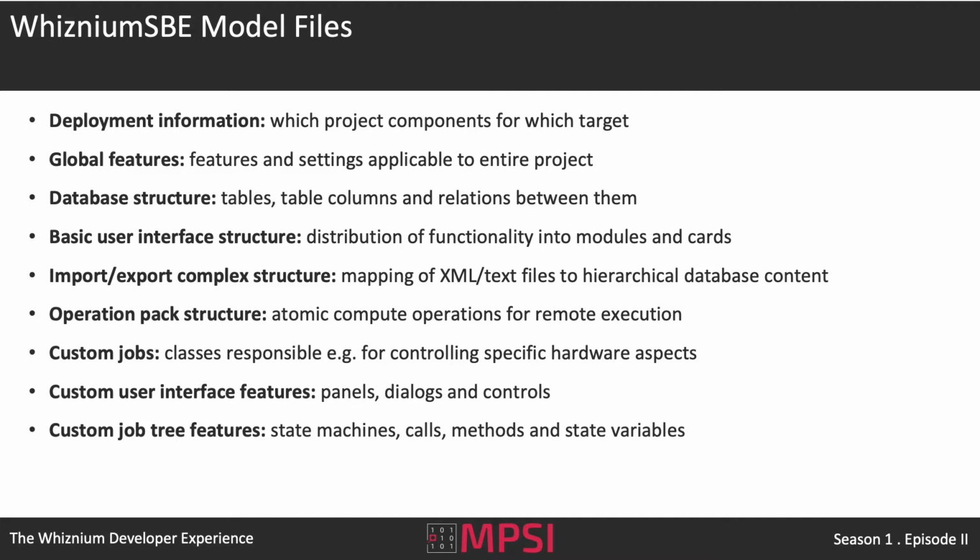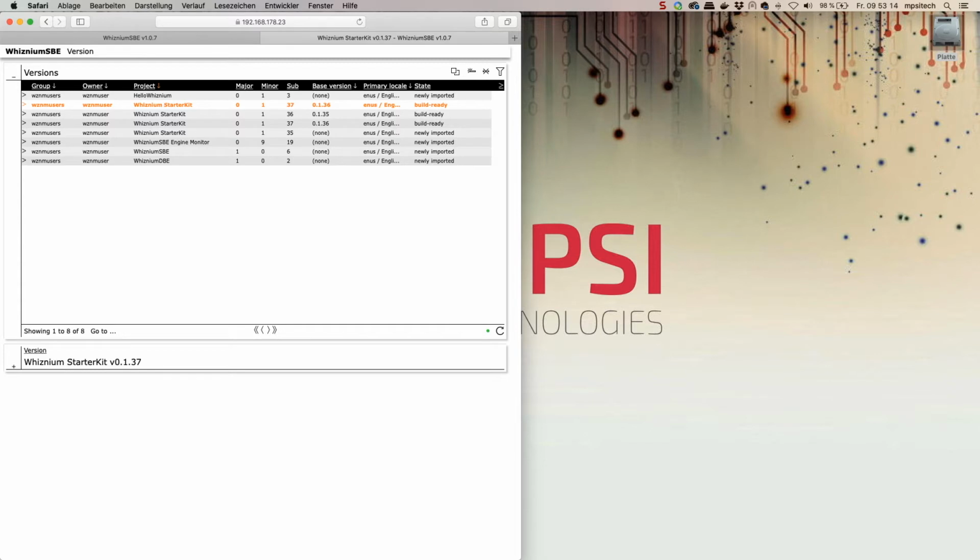Let's look into the model files for WhizniumSBE, the Service Builders Edition first. WhizniumSBE is responsible for code that runs on embedded Linux systems or single board computers. As you can see on this slide, in total there are 8 model files which constitute the model of a WhizniumSBE application. To provide some context, let's have a look at the order in which they are supplied to WhizniumSBE.